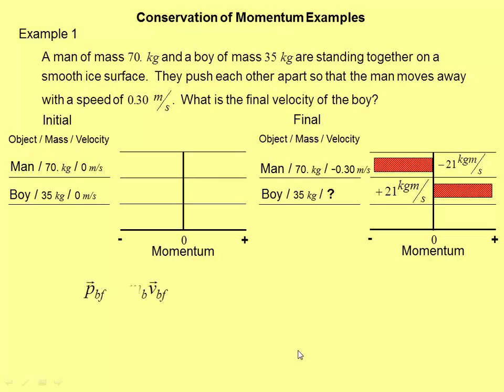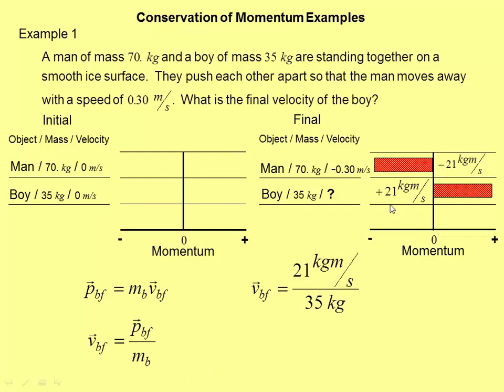Now, once we know the boy's final momentum, we can simply say his final momentum is equal to his mass times his final velocity. Solve for his final velocity. Plug in our numbers. Our final momentum for the boy was a positive 21 kilogram meters per second. His mass is 35 kilograms, and you get a 0.60 meters per second velocity. Notice it's positive to the right, as we saw in the diagram. And also notice that it is exactly twice as big as the man's final velocity. Why? Because he has half the mass.